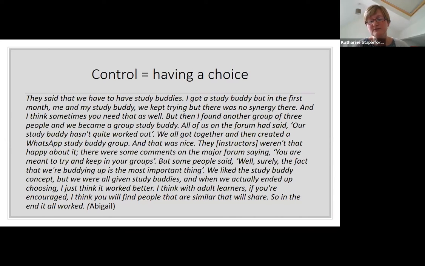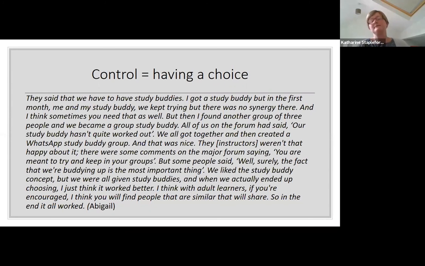But what this shows is, in a way, the opposite of what Moore proposed in his claim that highly structured programs suit autonomous learners. We can see it's the opposite here. The structure actually prevented or constrained their autonomy.